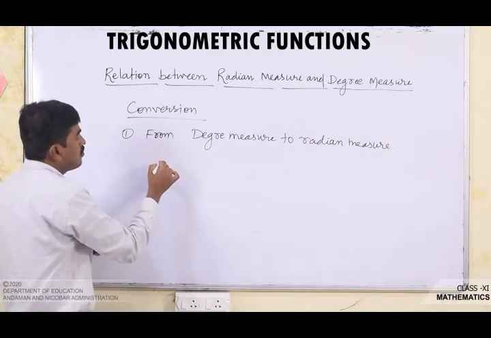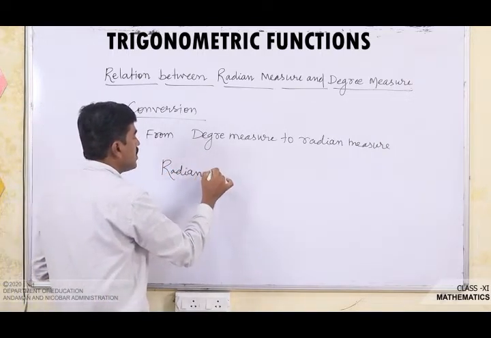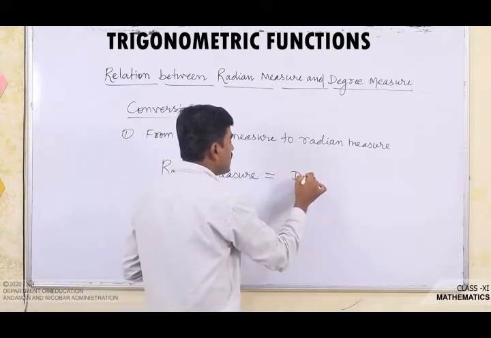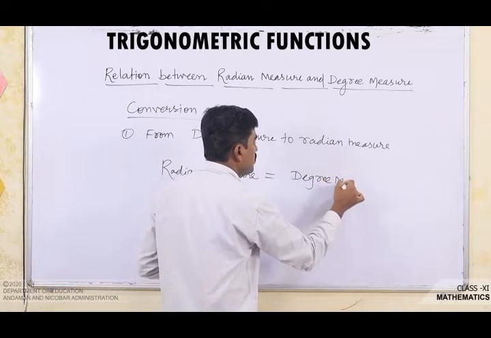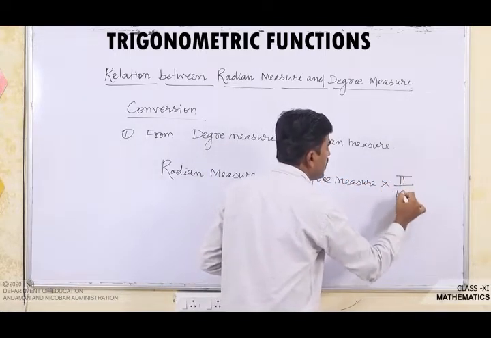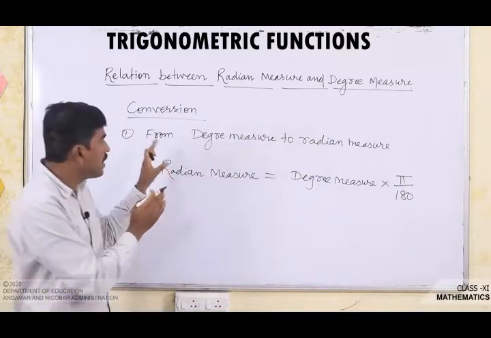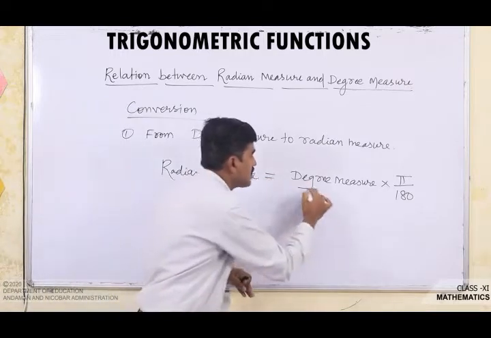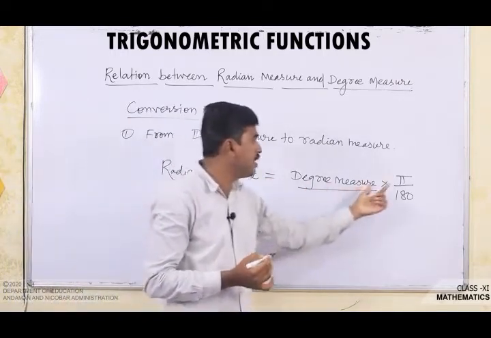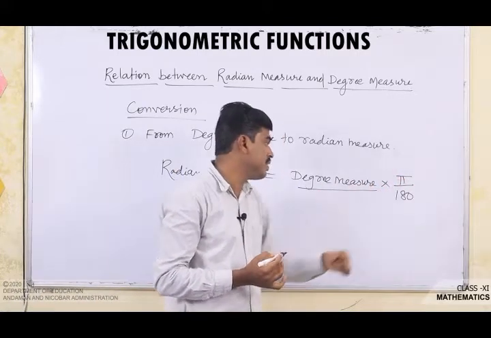Now let us see how to find the radian measure if an angle is given in degree measure. So radian measure is equal to degree measure into pi by 180. If the angle is given in degree measure, then how to find radian measure? Just we have to multiply this degree measure by pi by 180.